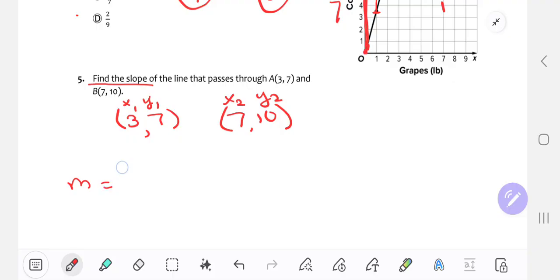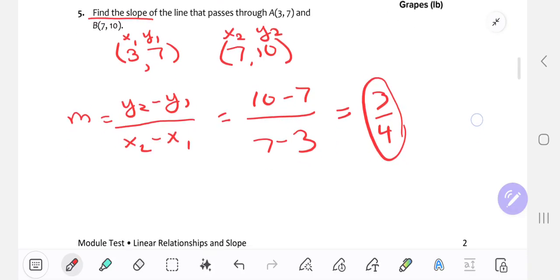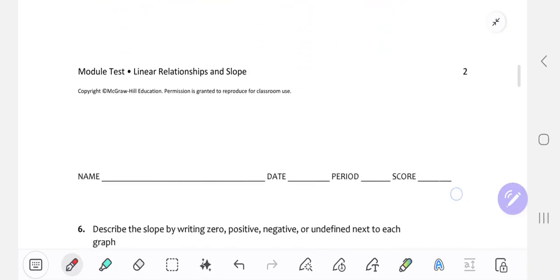So that's m equals the change in y, which is subtract the 2 y coordinates, over the change in x, which I subtract the 2 x coordinates. Okay? And then I can plug those in. So 10 minus 7 over 7 minus 3. And then that gives me 3 over 4. So we have a slope of 3 over 4. On to the next one.